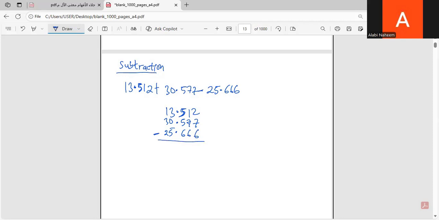But then be very, very careful. Note that you are actually adding the first two numbers. You're adding the first two numbers. So you have to be very, very careful.